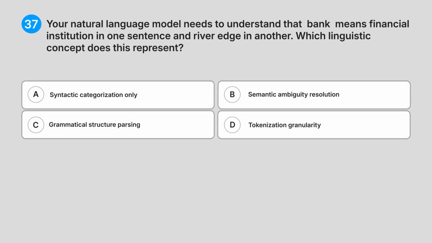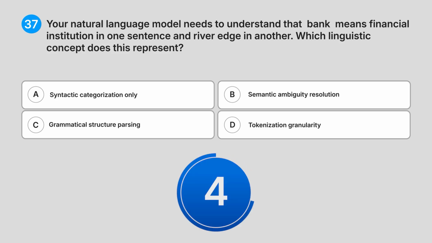37. Your natural language model needs to understand that bank means financial institution in one sentence and river edge in another. Which linguistic concept does this represent? A. Syntactic categorization only. B. Semantic ambiguity resolution. C. Grammatical structure parsing. D. Tokenization granularity. Can you guess the answer?